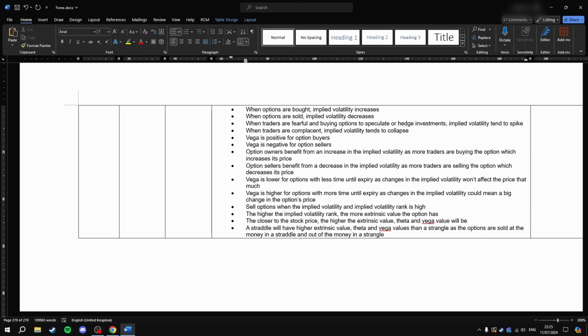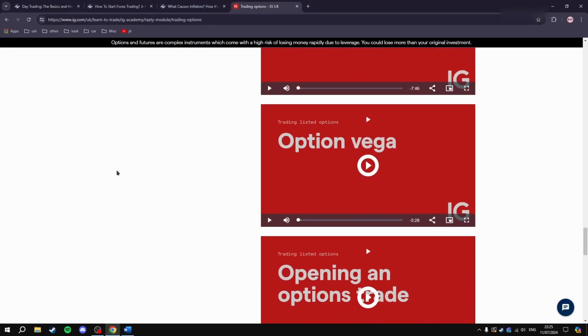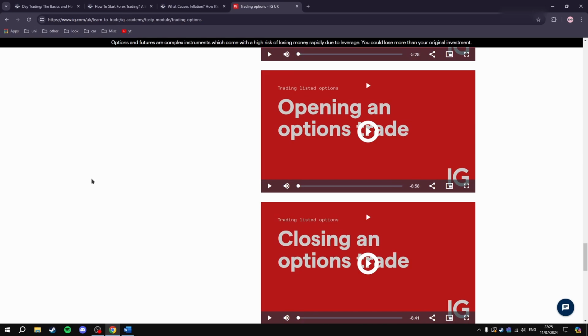Theta and vega value will be. So a straddle will have higher extrinsic value, theta and vega values than the strangle, as the options are sold at the money in a straddle and out of the money in a strangle. So that's what we went through in the last episode, and now we're on to opening an options trade.